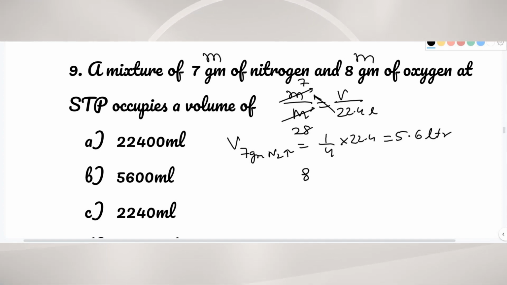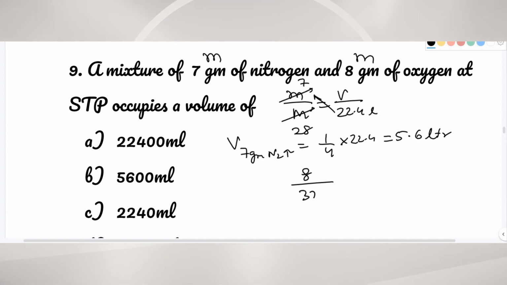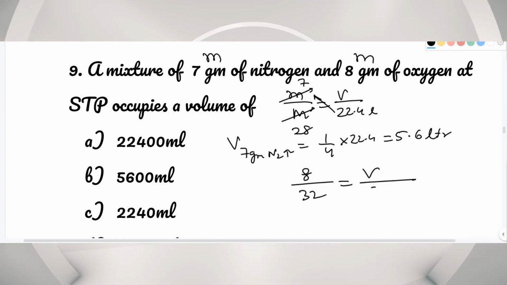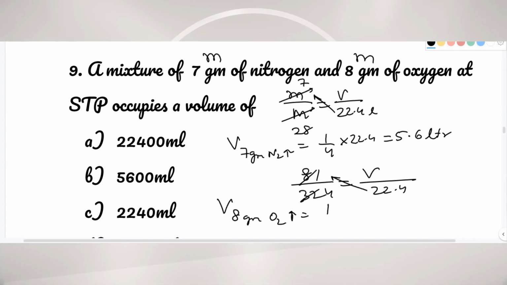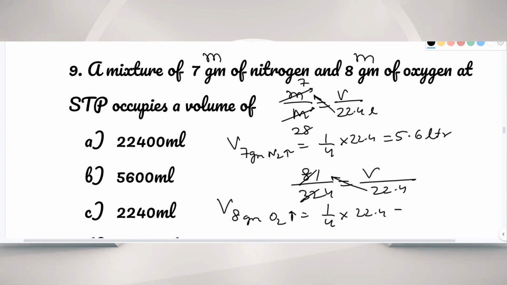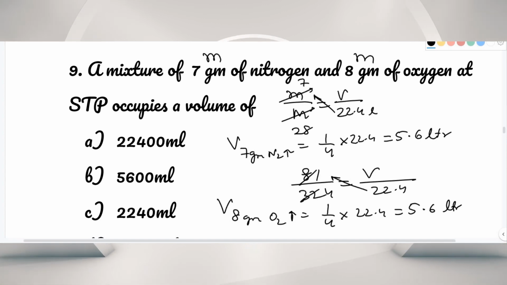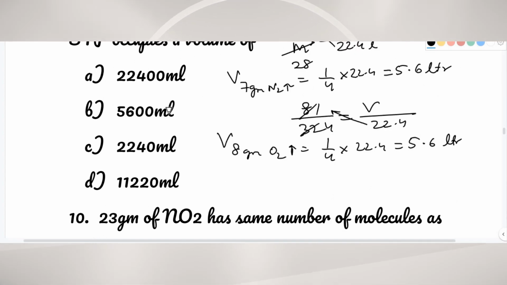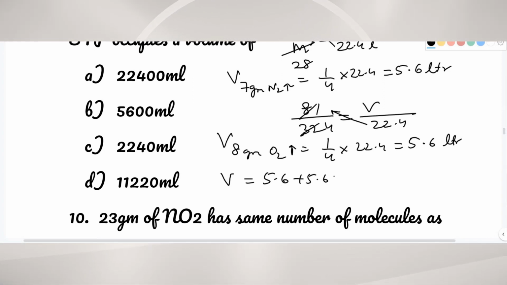Similarly, 8 grams of oxygen by molar mass of oxygen, that is 2 times 16, that is 32, is equal to given volume by 22.4. 8 ones, 8 fours, 32. So this is also the same: volume of 8 grams of oxygen gas is 1/4 of 22.4, that is also 5.6 liters. Now they're asking, together the mixture will occupy what volume? So the mixture will occupy a volume of 5.6 plus 5.6, that is 11.2 liters.